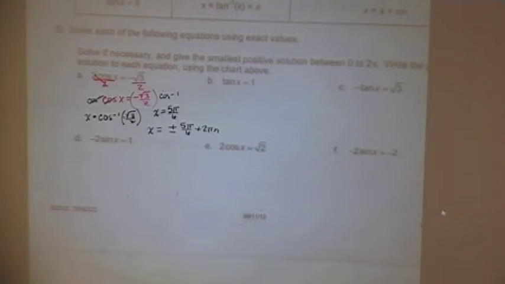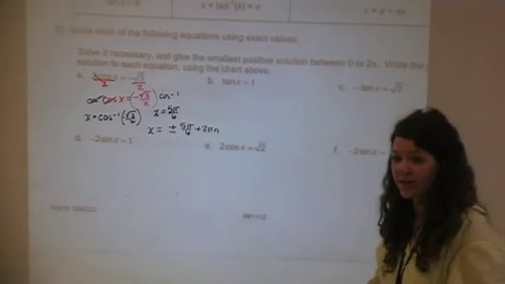Okay, so the next one, I'm just going to jump straight to arc tangenting.